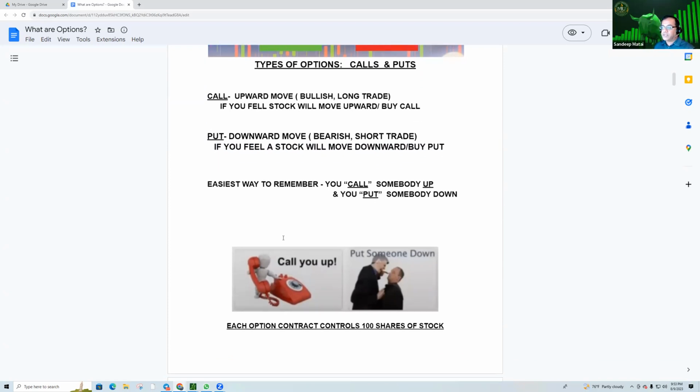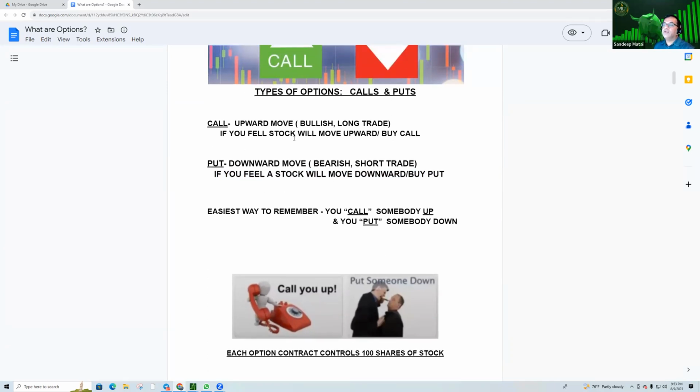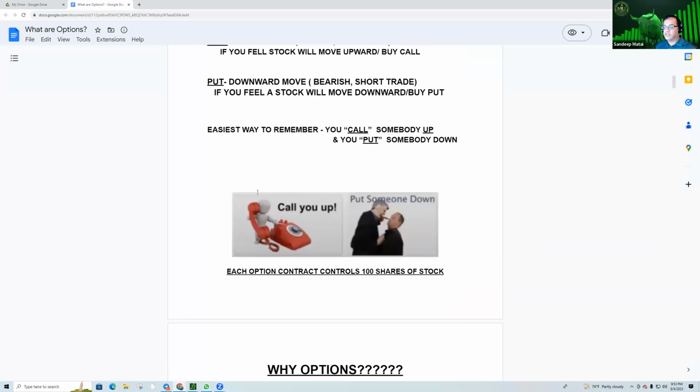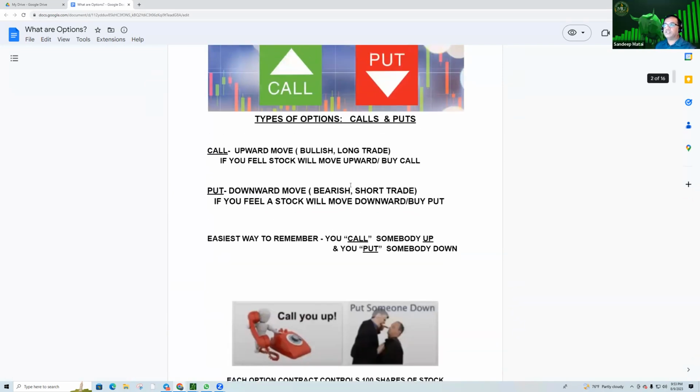And again, each option contract controls 100 shares of stock. So when you buy a call, you're bullish on 100 shares of stock. When you buy a put, you're theoretically short 100 shares of stock, where you make money as it drops, which is fine, okay? That's the beauty, that you can do it either way. You just have to pick what direction you feel, okay? We'll talk more about this in a little bit. Okay, so that's what options are.